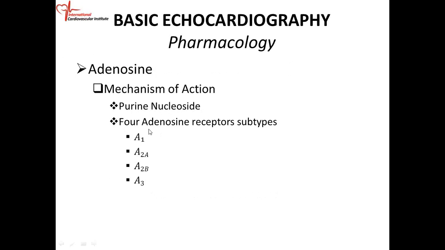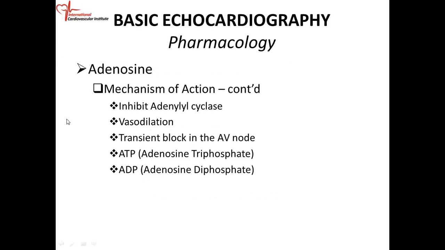So the mechanism of action of adenosine: it's a purine nucleoside, and there are 4 types of receptor subtypes. You have A1, A2A, A2B, A3. Just know that there are 4 types. Mechanism of action of adenosine: it inhibits adenylyl cyclase. Okay, so it causes vasodilatation, the same thing as we mentioned for persantin, because persantin is going to produce its effect through adenosine. So adenosine inhibits adenylyl cyclase, causes vasodilatation.